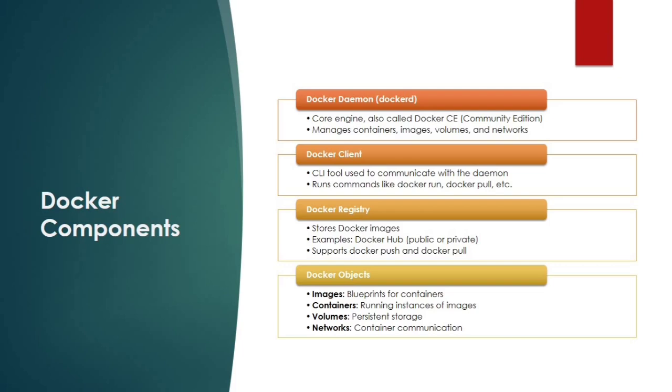And the last one is the Docker objects. These include images as the blueprint for containers, containers as the running instances, volumes as the persistent storage for the containers, and networks for communication between the containers. These objects work together to manage the container lifecycle.